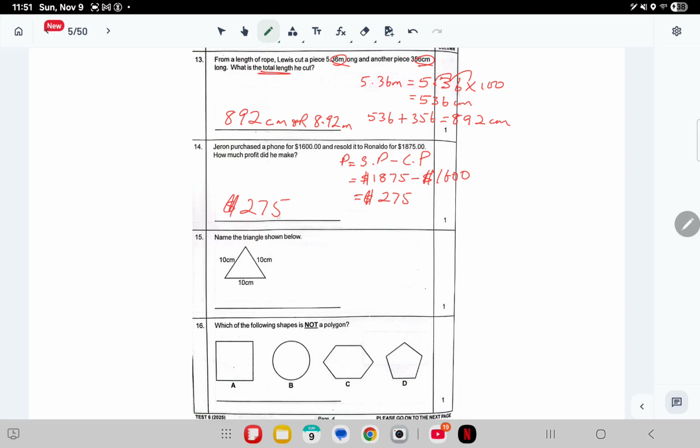Name the triangle shown below. So we realize all 3 sides are equal, so it is an equilateral triangle. Which of the following shapes is not a polygon? So we know a polygon is a 2-dimensional shape that is made up of straight lines or straight edges. So we know now that B is not a polygon.